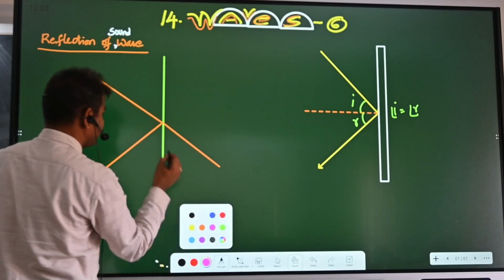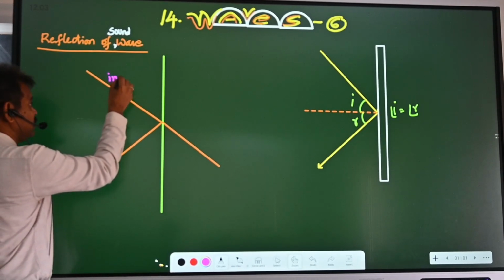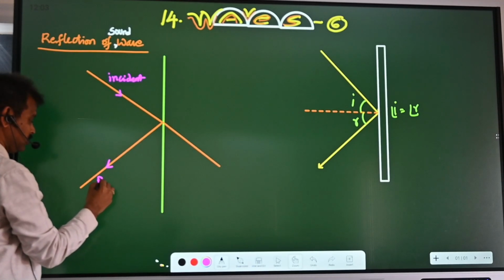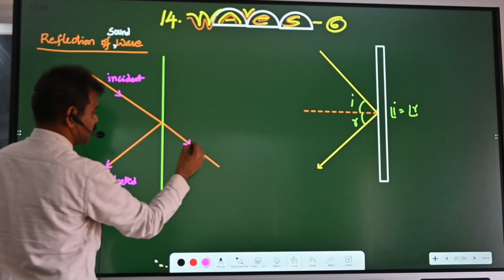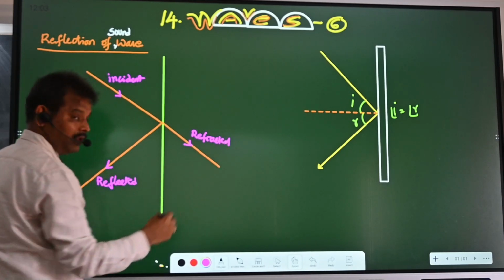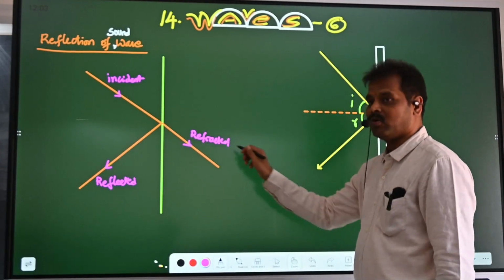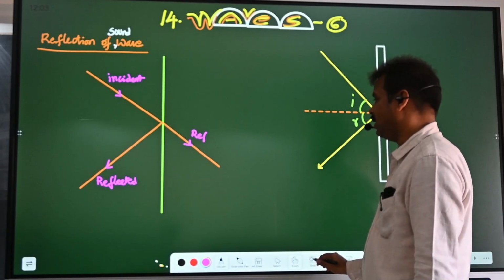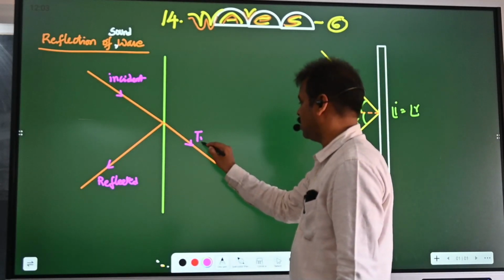So here, this is the incident wave. What is this? Incident wave. What is this? Reflected wave. This is a refracted wave. Refracted means bending of light. But here I will call this a transmitted wave. What is this? Not refracted. I will call it transmitted wave. This is a transmitted wave.